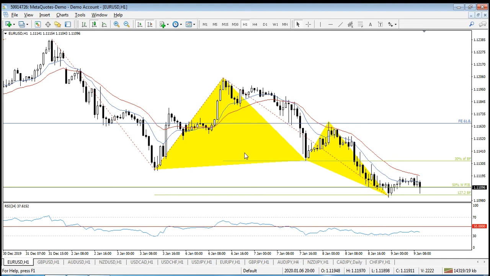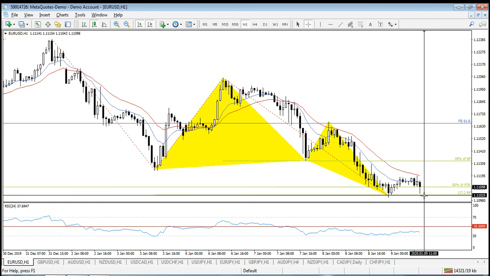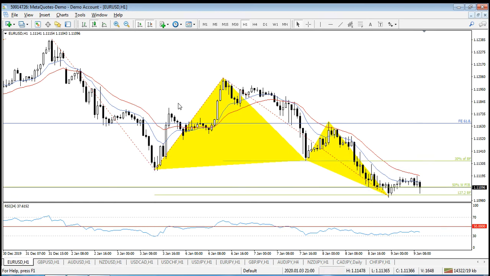Recently Euro USD reached our target, which I had explained in the previous videos of Euro USD. Like I said, Euro USD reached this 127% extension of this BC. If we consider ABCD from this point, this is the A, this is the B, this is the C, and this is the D.